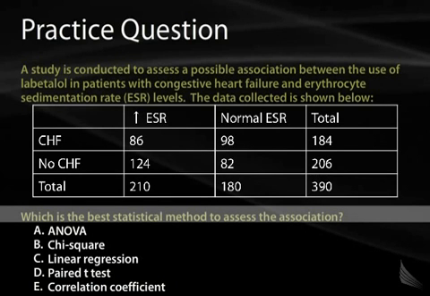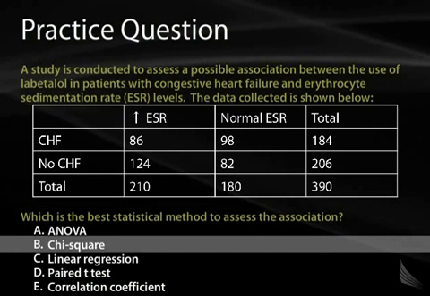Well, again, despite the fact that we're looking at things that could be quantitative, such as ESR, all of these data have been broken down and split into categories. People who have a high ESR versus normal ESR, people who have CHF versus no CHF, and there's no ability to subdivide these categories. Therefore, we are again comparing proportions of qualitative variables, and whenever you're comparing proportions of qualitative variables, the correct statistical test is chi-square. So for those reasons, the answer is B, chi-square.